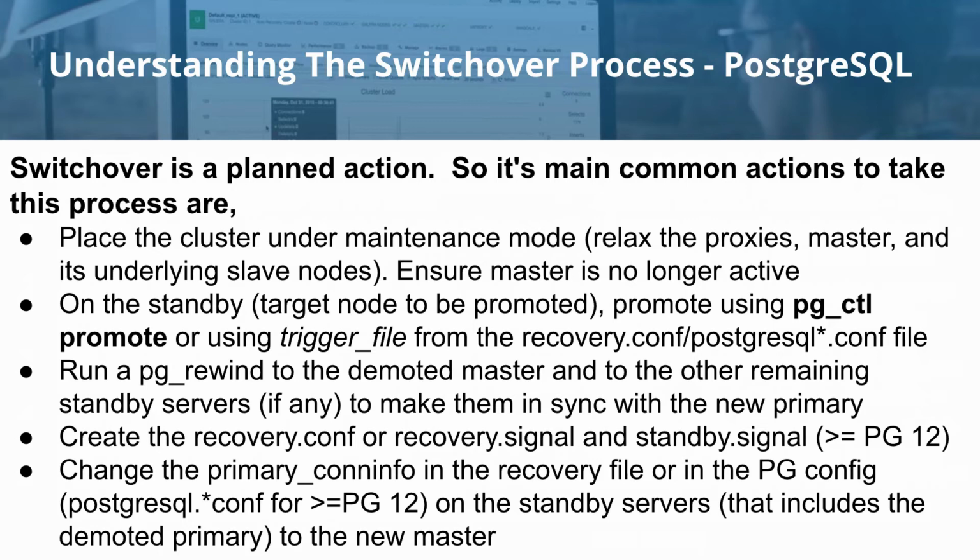Run a pg_rewind on the demoted master and on the other remaining standby servers, if any, to make the data directory and configuration files in sync with the new primary. Create the recovery.conf, or recovery.signal and standby.signal if you're actually using PostgreSQL 12. Change the primary_conninfo in the recovery file, or in the postgresql.conf if it's actually the Postgres 12 version, on the standby servers, that includes the demoted primary, to point to the new master, and of course start the servers accordingly.